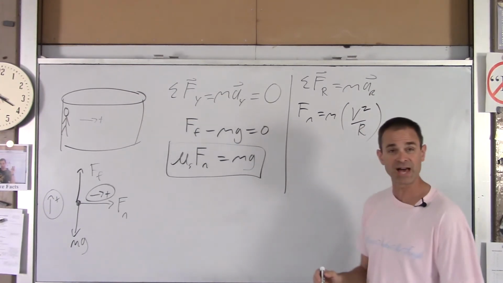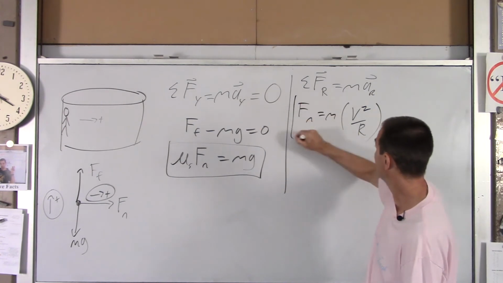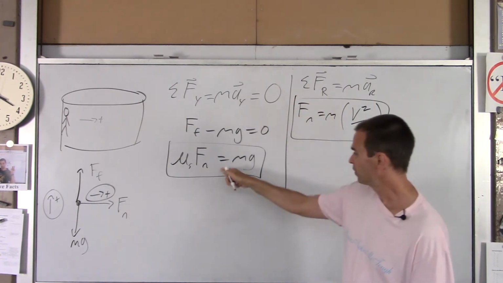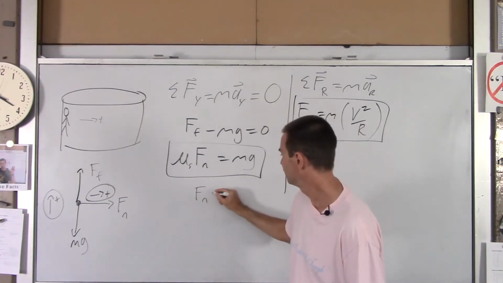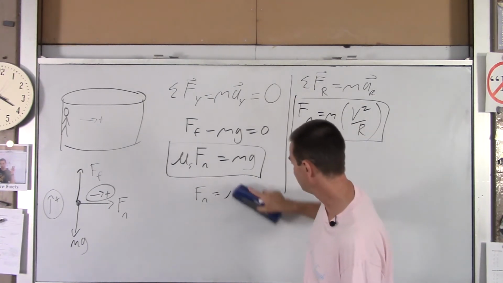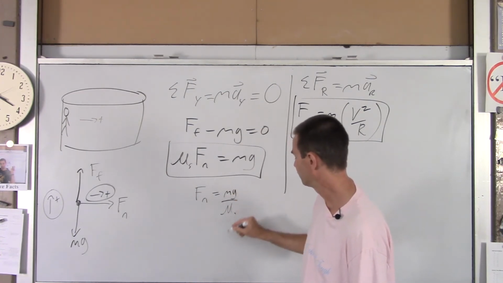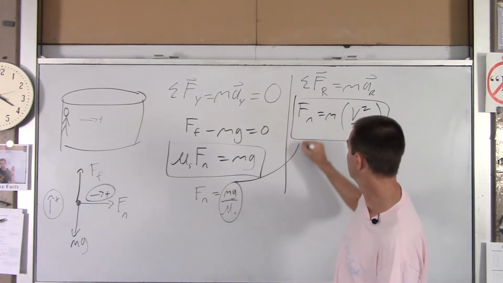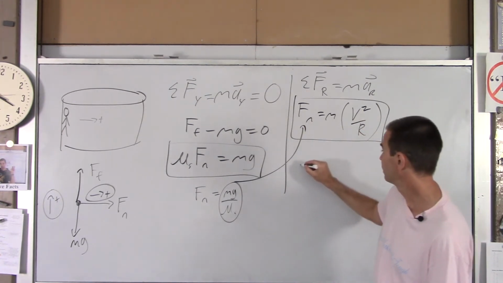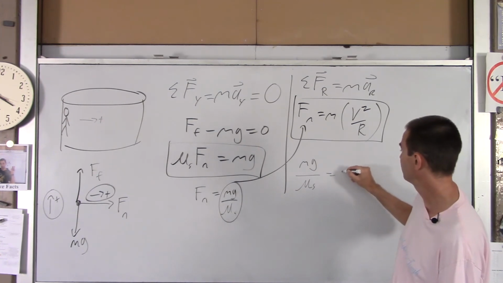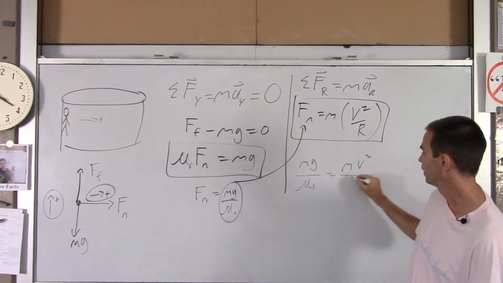Aha! There's our velocity, okay? So we got two equations, and we're trying to solve for v. I want to get rid of Fn. So in this equation, I'll solve for Fn. So that equals mg over mu sub s, okay? And I'm going to sub that in right here, okay? So we got mg over mu sub s equals m v squared over r.